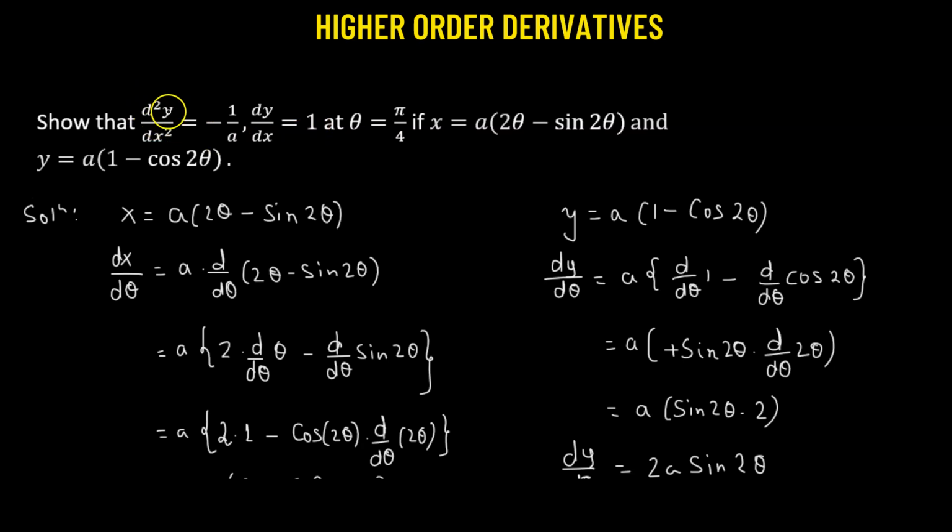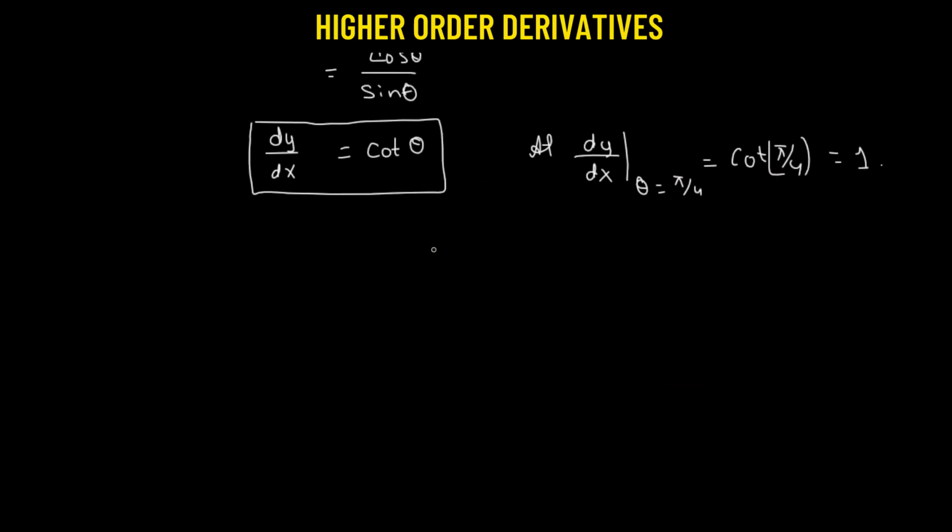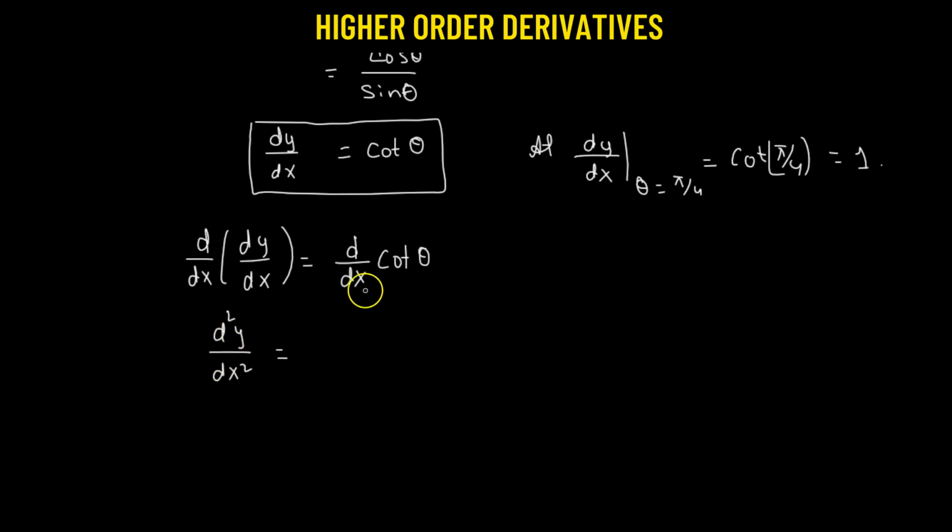Now we'll find out the second derivative of y with respect to x, which should be equal to negative 1 over a at theta equals pi over 4. So let's do that. We'll start with dy over dx, and take the derivative on both sides with respect to x. On the left hand side, we have the second derivative of y with respect to x, and on the right hand side, the derivative of the cotangent function, which gives us negative cosecant squared theta. But since we have theta, we have to multiply it by the derivative with respect to x of theta.